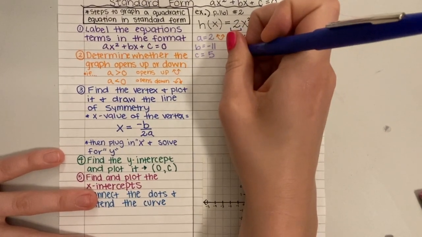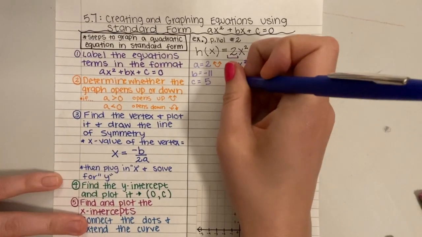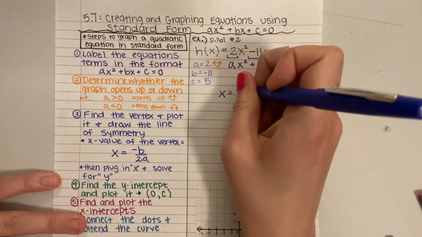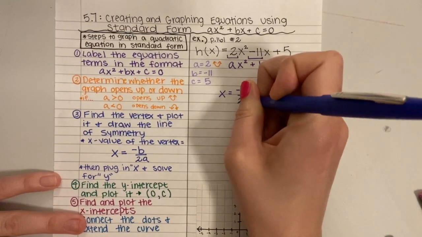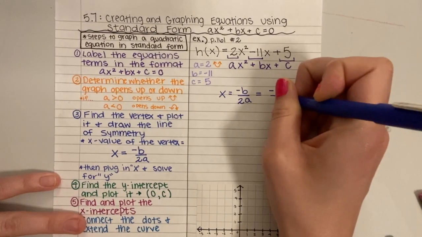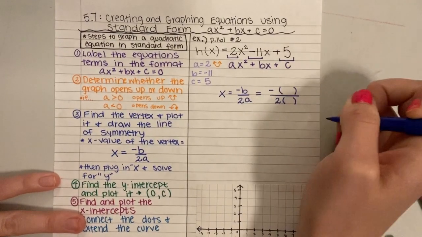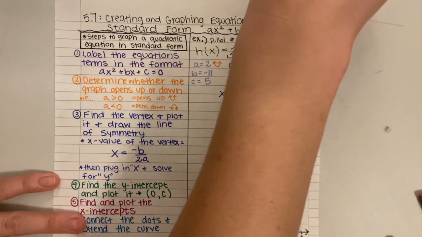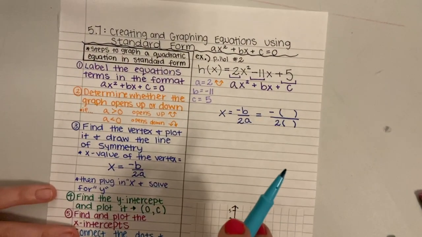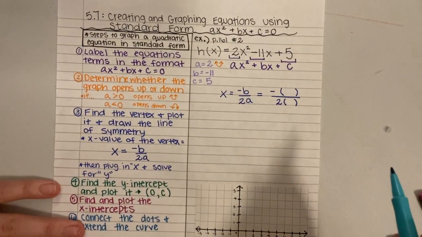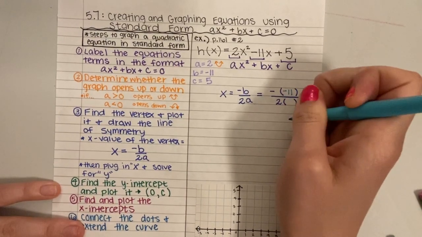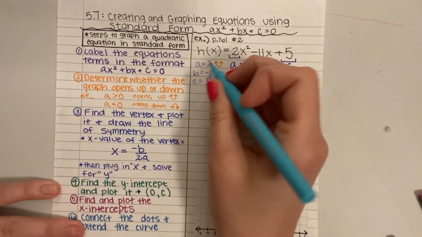I know that the x value of my vertex is going to be negative b over 2a. So I have negative, and then whatever my b term is, over 2 times whatever my a term is. I'm going to use a lighter color blue so we can tell what's in parentheses and what is a part of our formula. My b is negative 11, and my a is 2.